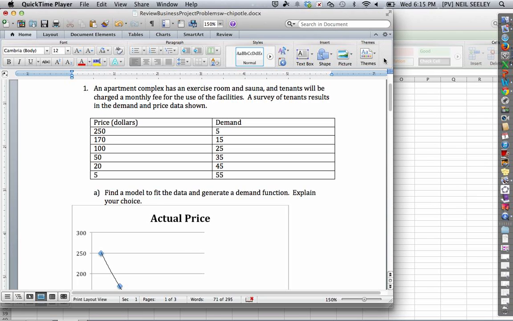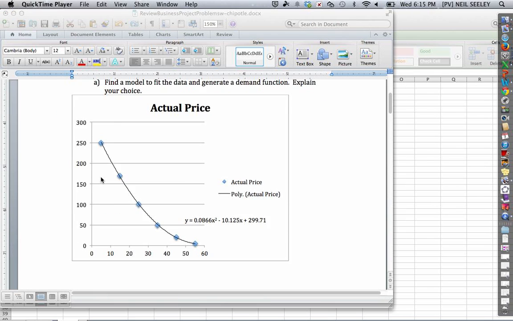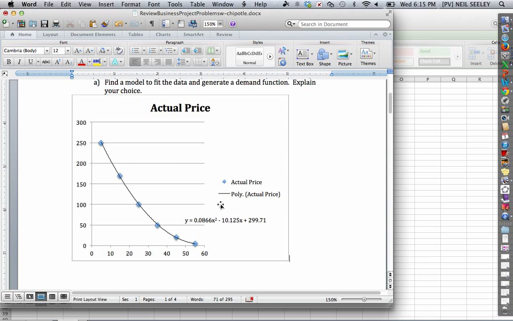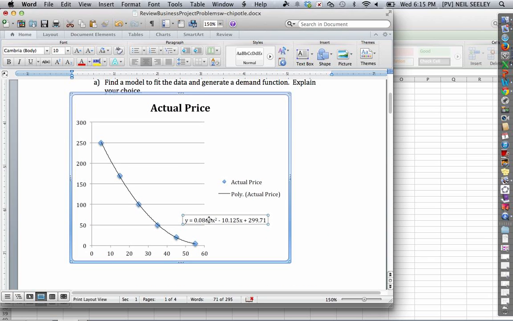But the idea is that you just need, here we go, there's the whole product here, and you can either grab just the piece of that model or you can grab the whole thing. And I think even from here I can grab that and just drag it out if you want to do a part of it. So any way you can get that copied into this particular document, that's great. And actually this graph is really helpful. So generate a model, here's a graph of it, here's the function of it, explain your choice.